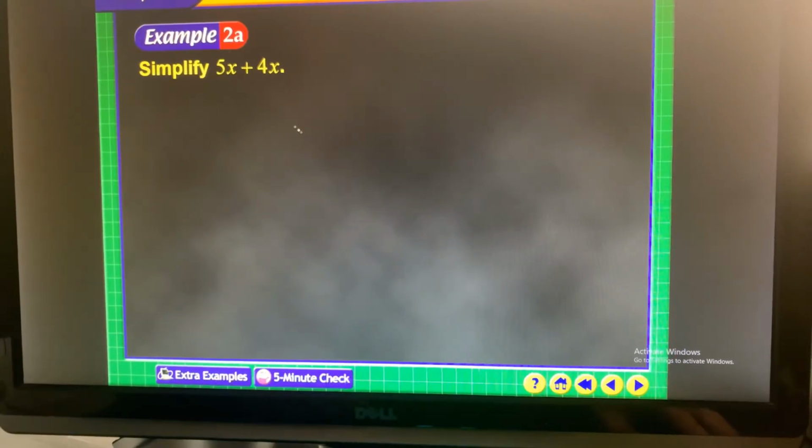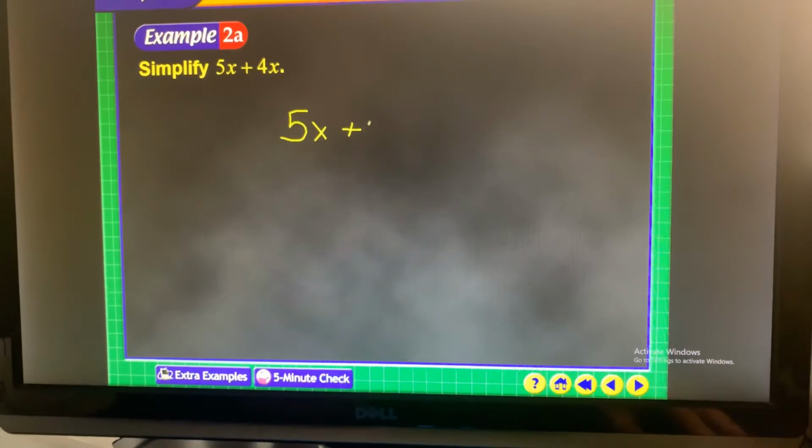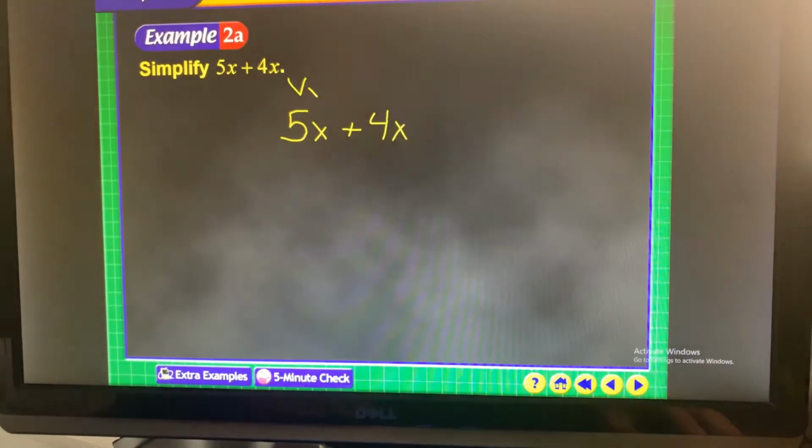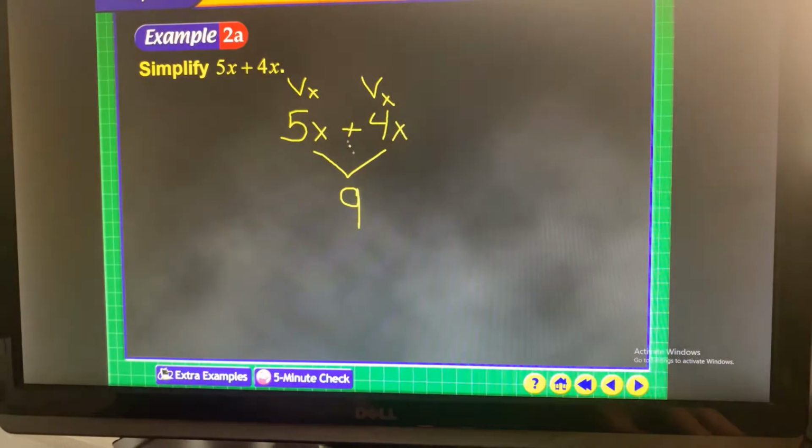Simplify. Okay, so here you have 5x plus 4x. In the beginning, I highly recommend you use clues. This is an easy problem, but you can see they're from the same family. When you put variable x and variable x, same family. So you just simply combine like terms with addition, because that's what it says to do, and you get 9x, and that's it.